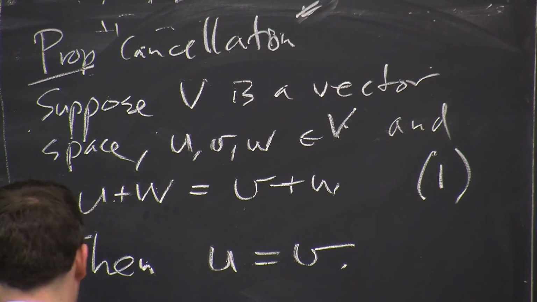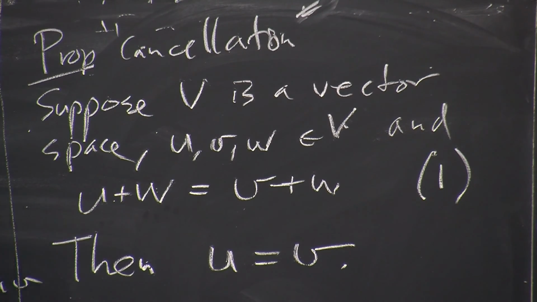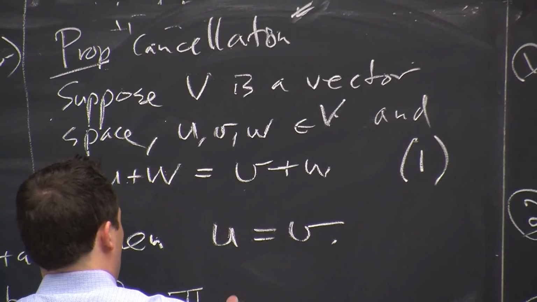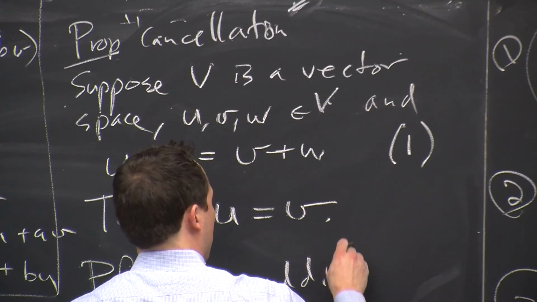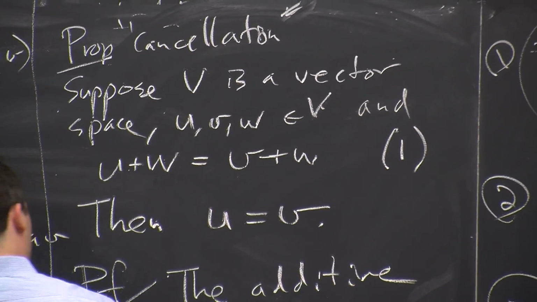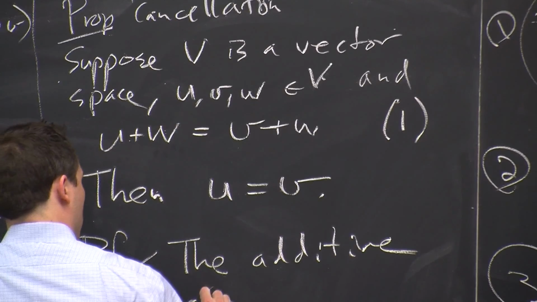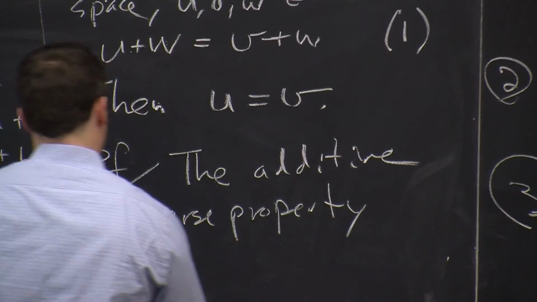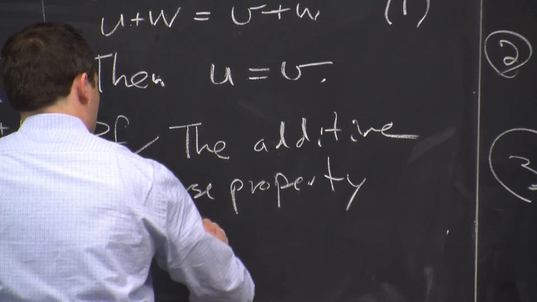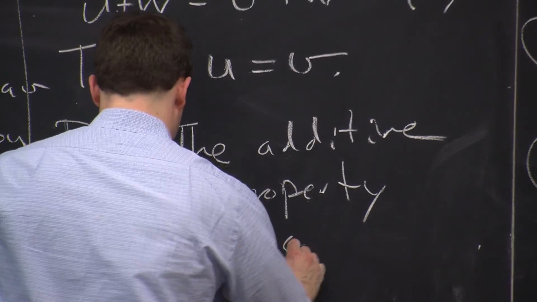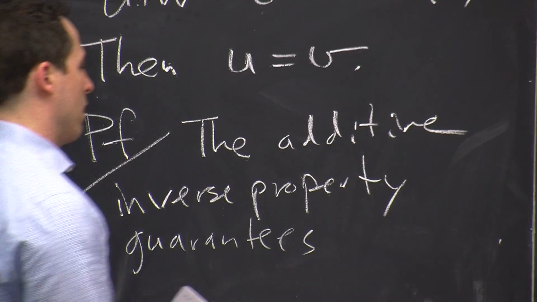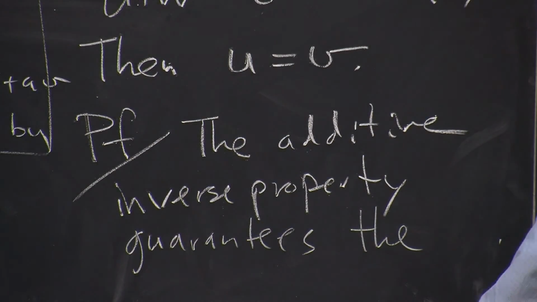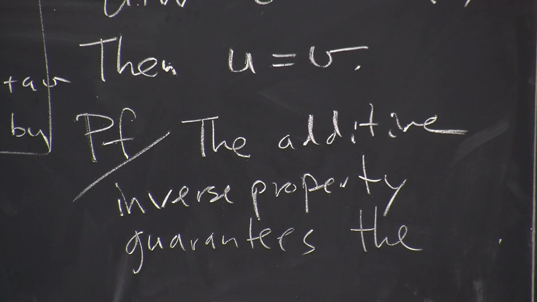So let's do a proof. And the proof has to use these properties, because it's a property of all vector spaces, right? OK. By the additive inverse property, the additive inverse property guarantees the existence of something, right? It guarantees the existence of an inverse for every vector in the vector space.